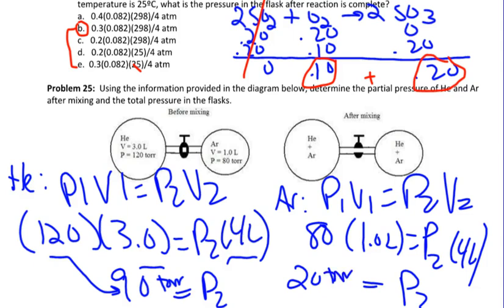All right, so in the container, what happened? We opened it up, our volume went from 1 to 4, so volume went way up, our pressure is going to go way down. So our new partial pressure of argon is 20. I'm not done yet. I found the partial pressure of each, argon and helium. What do you think is left to do? What's the total pressure in the flasks? 20 plus 90 is 110.